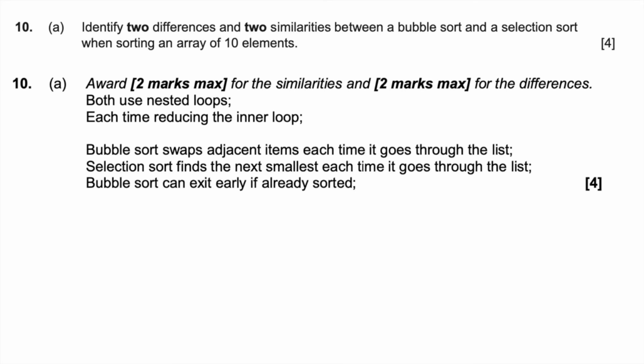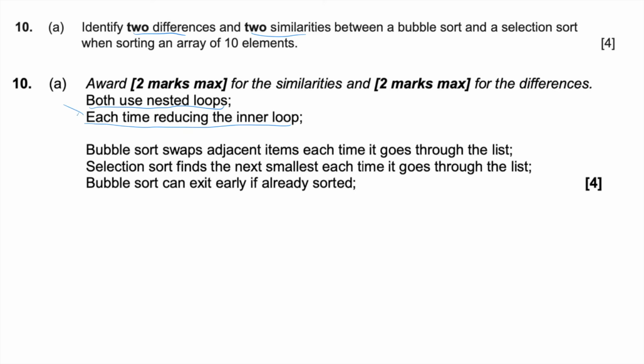Now this next question is a great question that speaks to our comparison between bubble sort and selection sort. Identify two differences and two similarities between a bubble sort and a selection sort when sorting an array of 10 elements. The comparison given here is that both use nested loops, which is true, each time reducing the inner loop. I don't know if I necessarily agree with this one, but I guess we're decreasing the set of numbers we're working with each time.